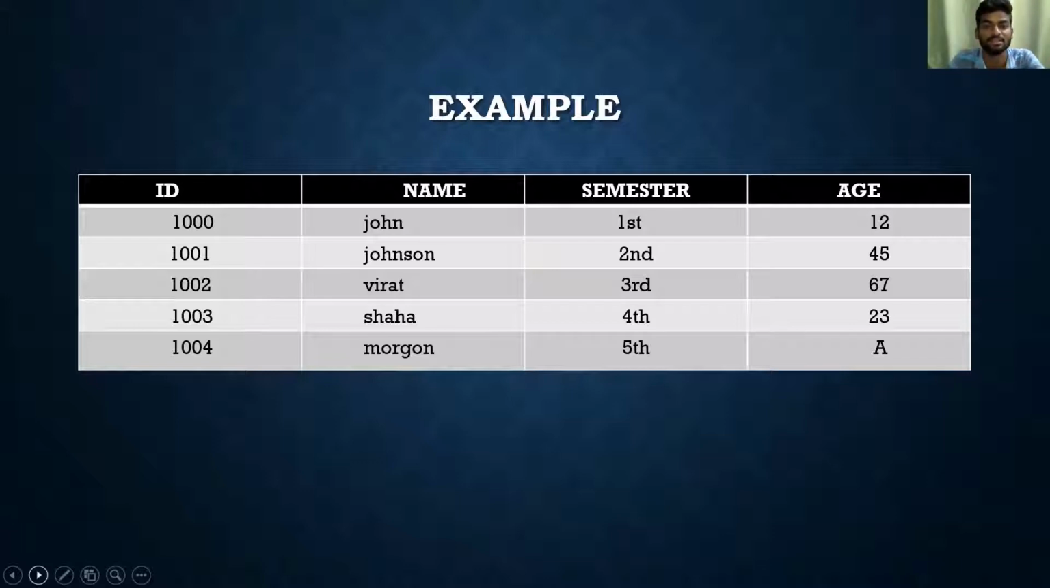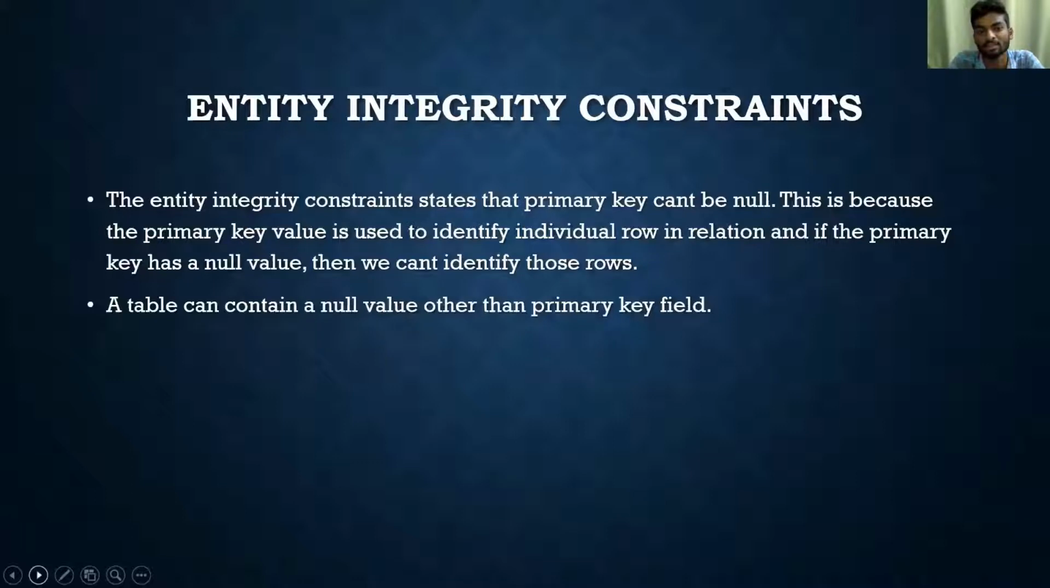Now next, entity integrity constraints. Here overview means the entity integrity constraint states that the primary key cannot be null. This is because the primary key value is used to identify individual rows in a relation, and if the primary key has a null, then it cannot identify those rows. Next point, a table can contain a null value in fields other than the primary key field. Now we see the example.